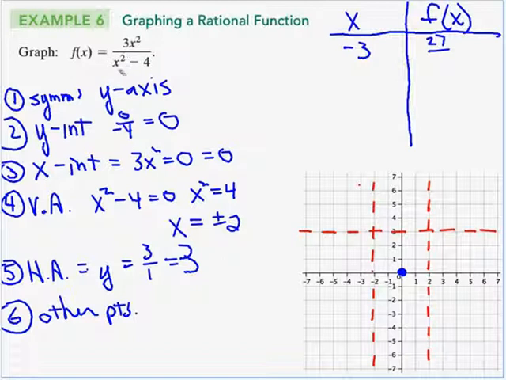The denominator will be negative 3 squared, which is 9, minus 4 is 5. So 27 fifths, or about 5.4. So there's a point (negative 3, 5.4). So I know I'm up here. And with the asymptotes, and also the symmetry around the y-axis, I know I'll have a point over here. I could check a couple more points, but if you know you're boxed off by the asymptotes, it's going to look like this.